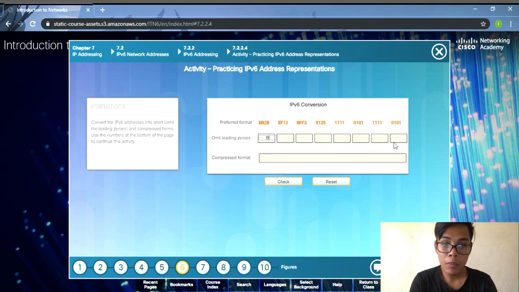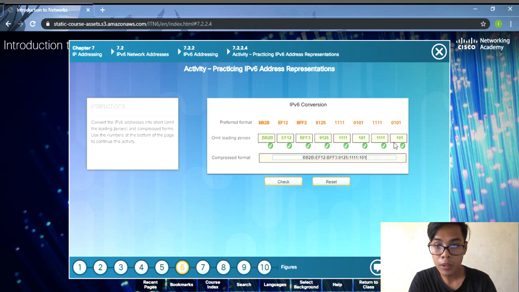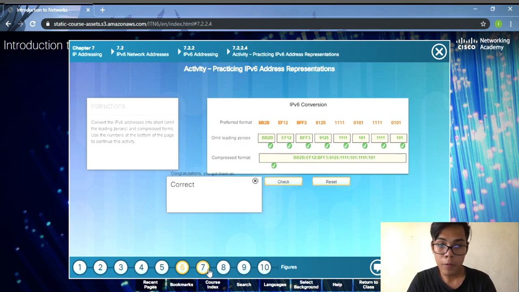Here in figure 6, BB2B, EF12, DFF3, 9125, 1111, 101. Let's omit the leading 0, 1111, omit the another 0, 101. BB2B, let's compress it, EF12, BFF3, 9125, 1111, 101, 1111, 101. So let's check. Got it correct.